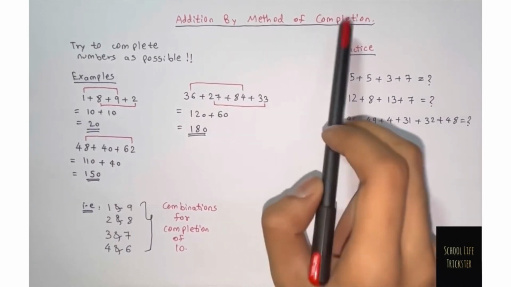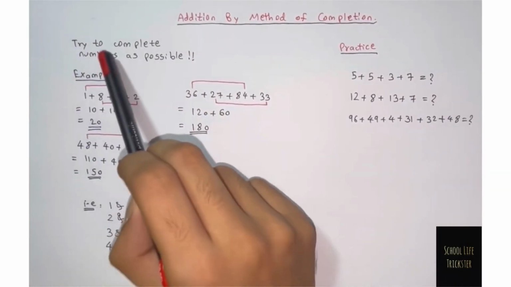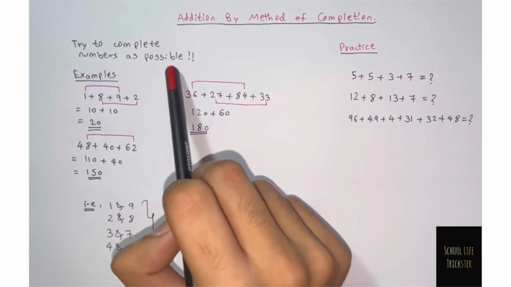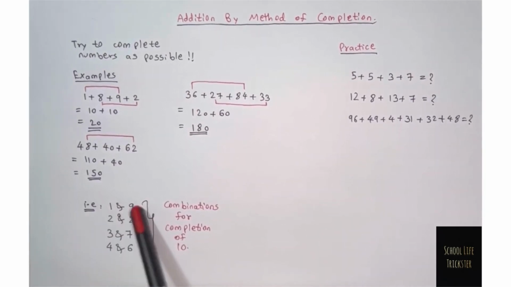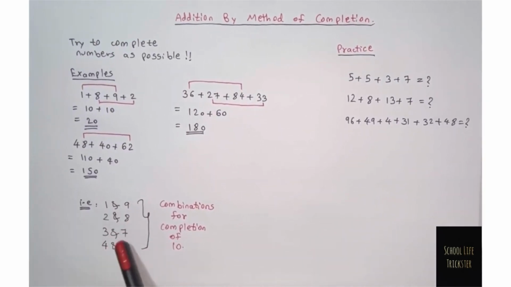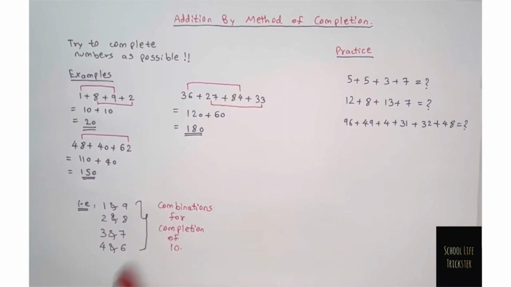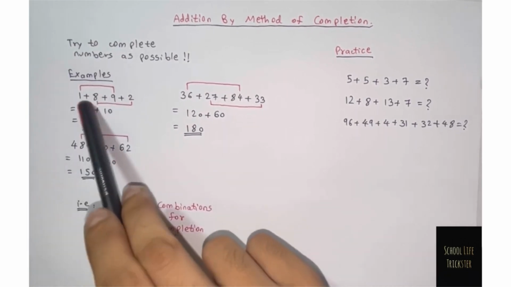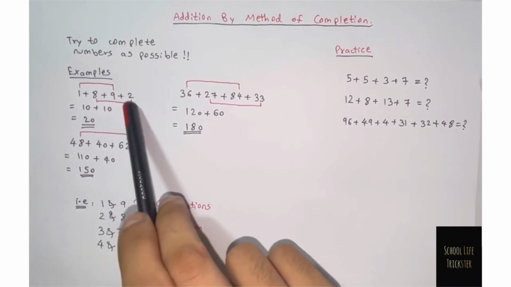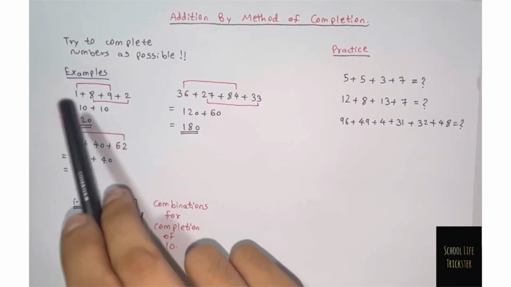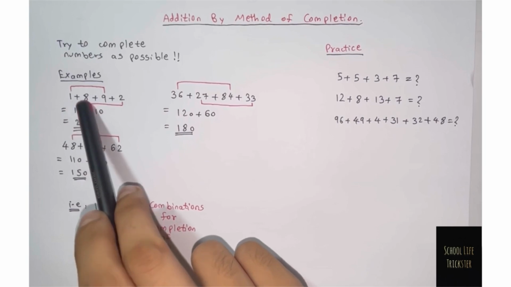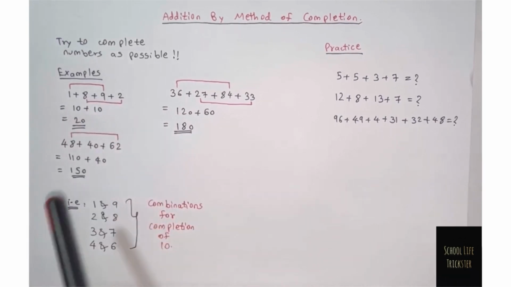Addition by method of completion. Try to complete numbers as much as possible. That is 1 and 9, 2 and 8, 3 and 7, 4 and 6. These are the combinations for completion of 10. Let's see examples. 1 plus 8 plus 9 plus 2 equals 10 plus 10. That is 1 plus 9 is 10 and 8 plus 2 is 10, equal to 20.